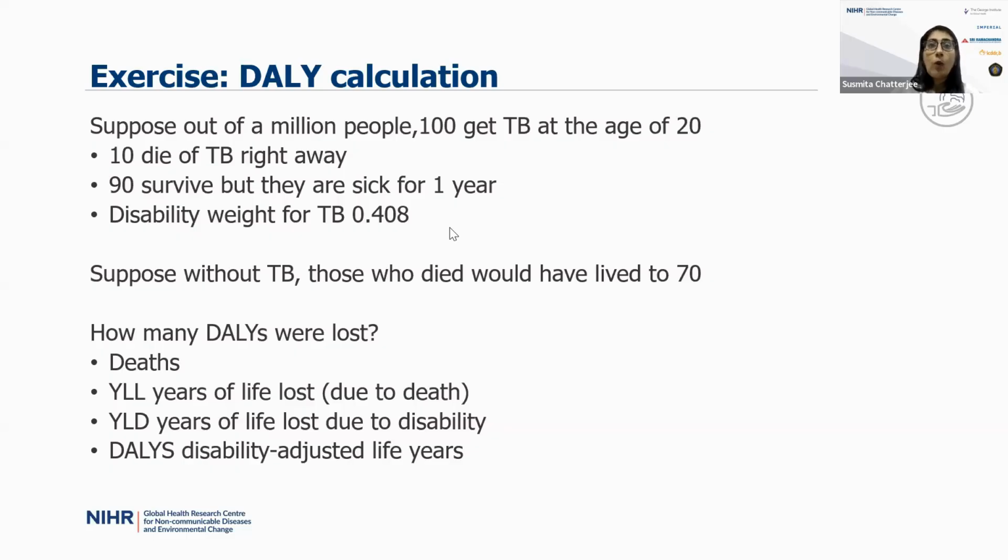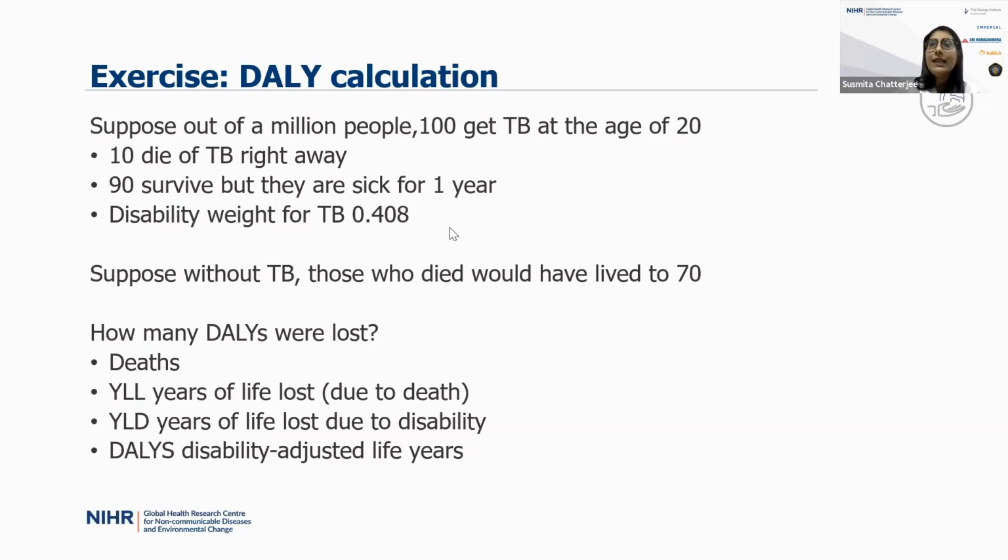So basically YLD is for those who survived, right? If the person died, that means years of life lost. But YLD comes only when someone is surviving. Otherwise, how will they have a disability? Disability means they're surviving. So how many survived? 90 survived. So 90, and then what is the disability weight? Because 90 survived with disability.